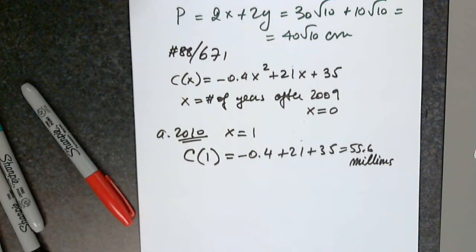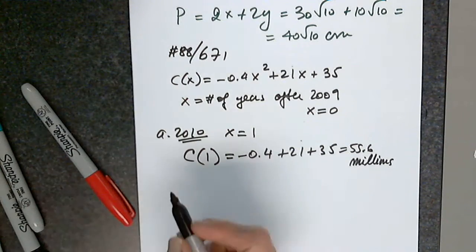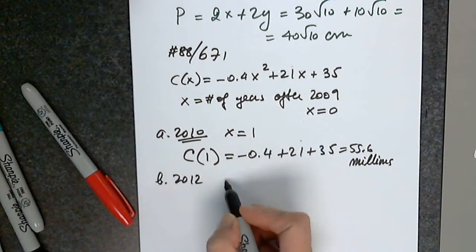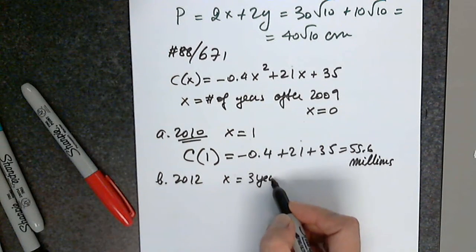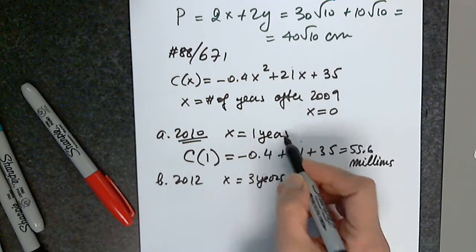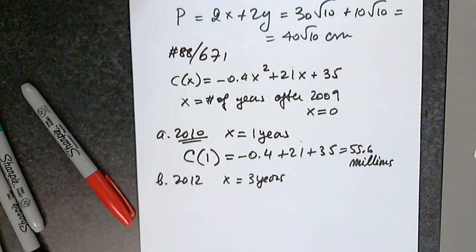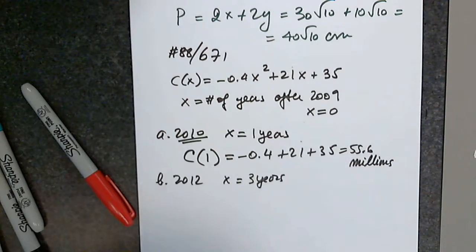55.6 million. Part B. Find the estimated number of Wi-Fi enabled cell phones in the United States in 2012. What does X mean? Yes. Of course I should write years for both. Good. So go back to your calculator. What do I plug in now? 3 and enter. 94.4 million.